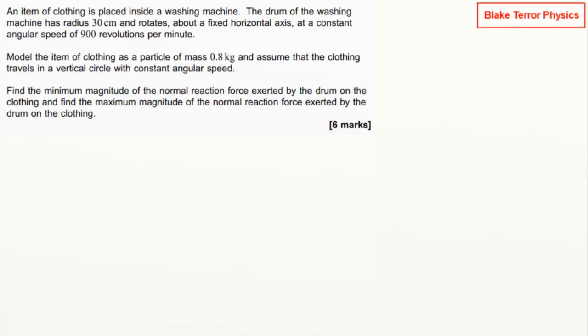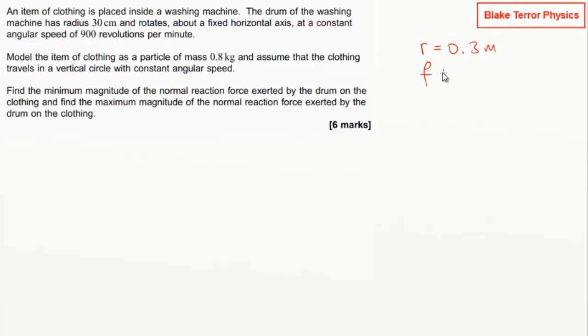Hello, here's a question on circular motion. We've got an item of clothing placed inside a washing machine. The drum of the washing machine has a radius of 30 centimeters, so radius 0.3 meters. It rotates about a fixed horizontal axis at a constant angular speed of 900 revolutions per minute.